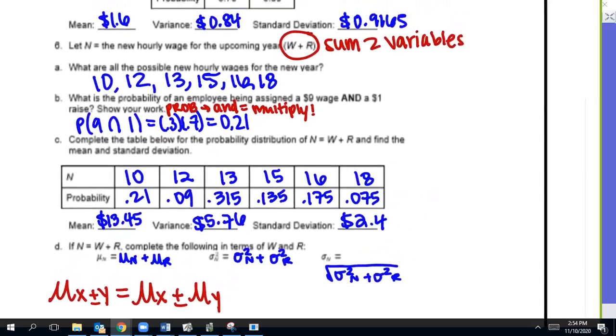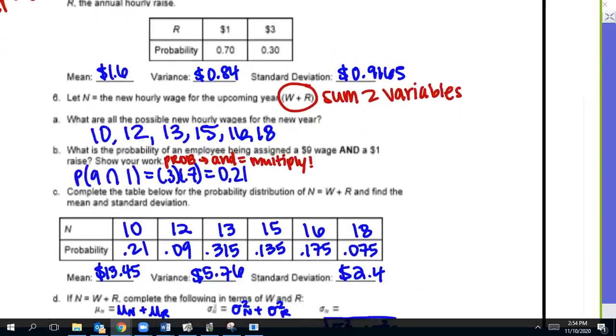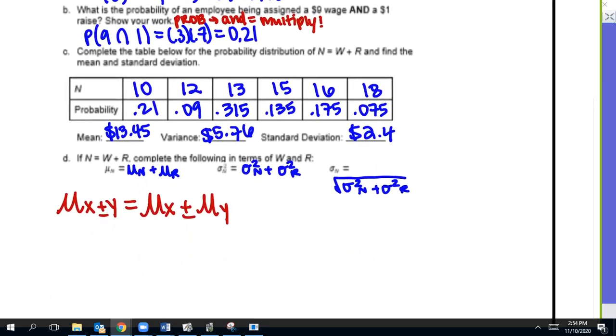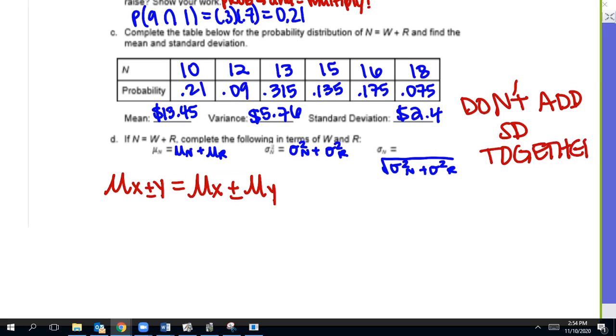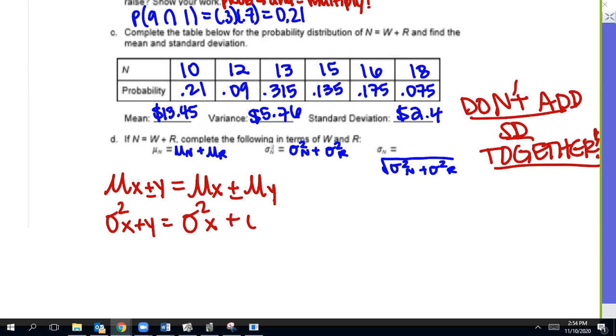And so we don't add standard deviations together. But because we can add the variances, then the variance of two variables added together is just the variances added together. This will be true for a plus or minus. It's always addition. And then put that little note there.